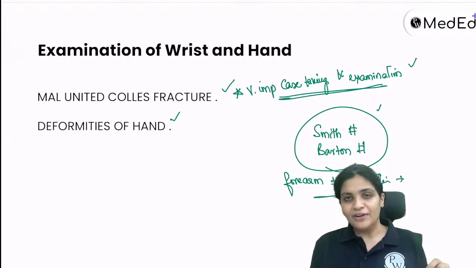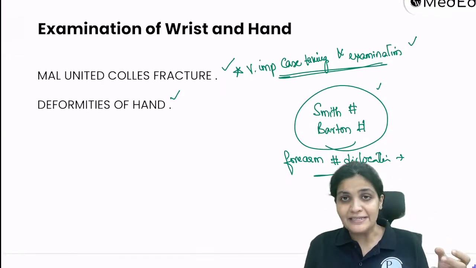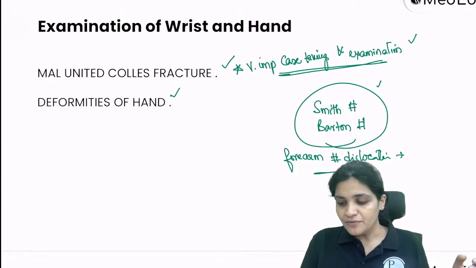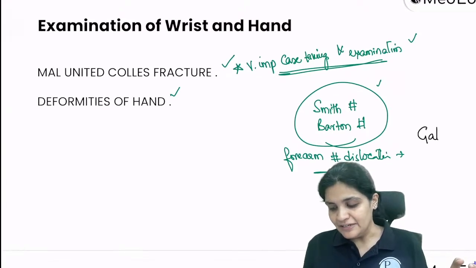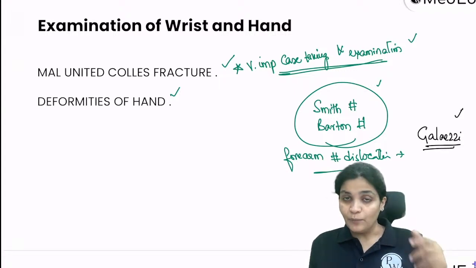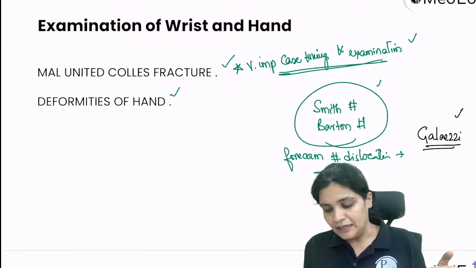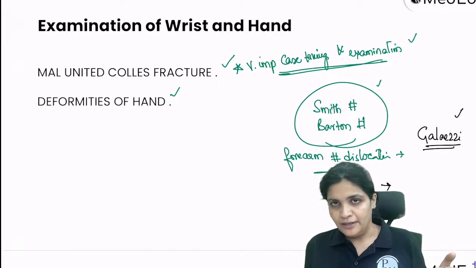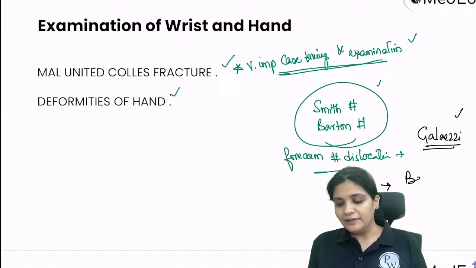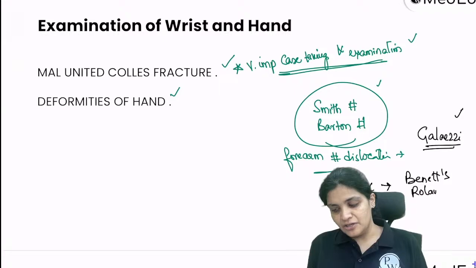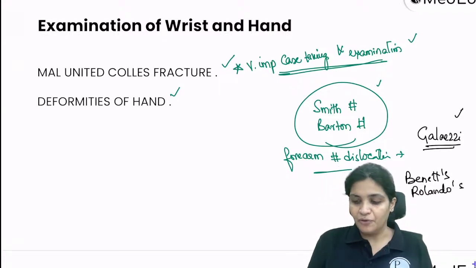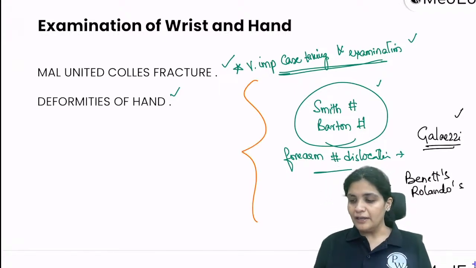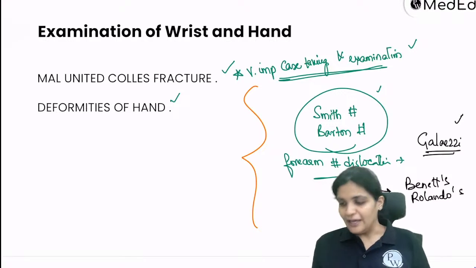In the forearm fractures, which fracture involves the distal radioulnar joint? It is your Galeazzi fracture. So you have to be a little thorough with the Galeazzi fracture. And one joint below is your carpometacarpal joint, the CMC joint. There you have to be careful. They might ask you about Bennett's and Rolando's fractures. This is how you have to prepare your theory.